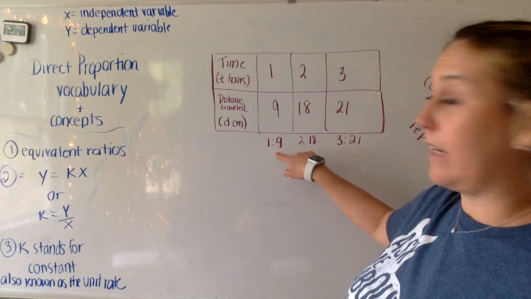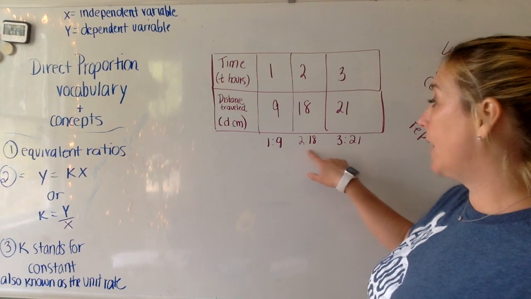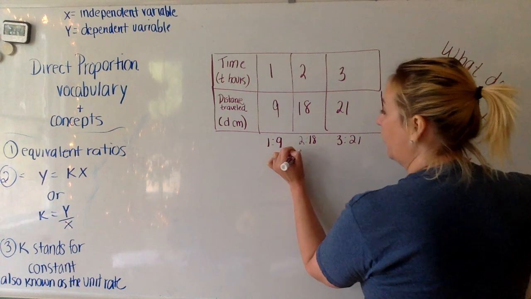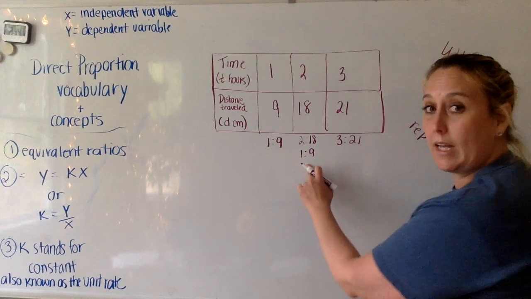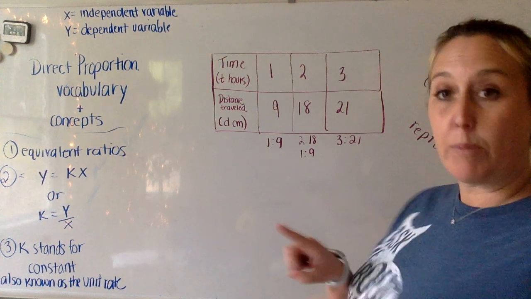So 1 to 9, I can't reduce that anymore with the 1 there. So 1 to 9, 2 to 18. That can be reduced. This is looking good, right? 2 goes into 2 once. 2 goes into 18 9 times. So look at 1 to 9. So yeah, direct proportion. This is awesome. Woohoo! All right, but don't quit.